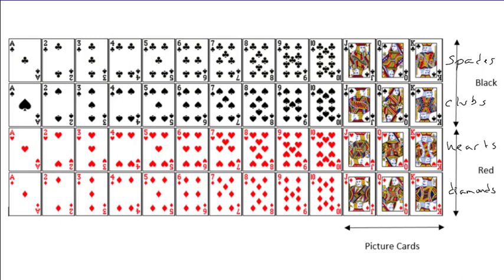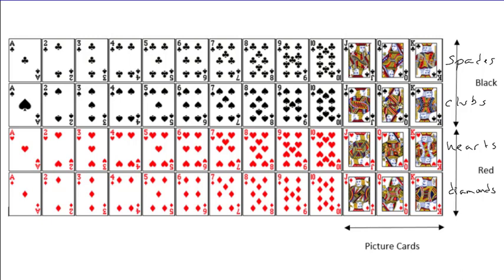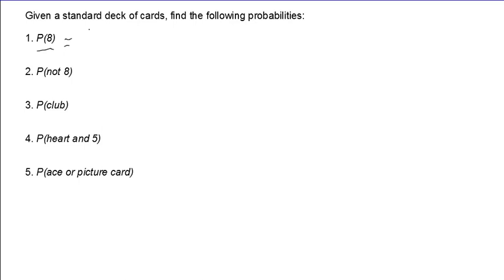So going back, the first thing we're going to do is find the probability of getting an 8. Remember, how do we calculate probability? Probability is the number of outcomes that agree with our event. Notice here there are 4 8s. That means I have 4 out of 52. And we always write our probabilities as reduced fractions. So 4 goes into 4 one time, and 4 goes into 52 13 times. So there is 1 chance out of 13 of getting an 8.